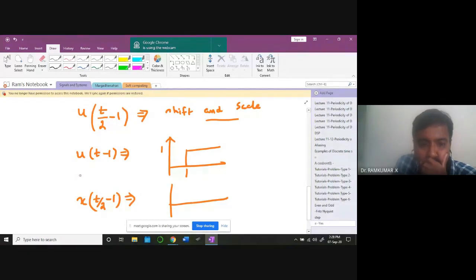This is your mu x. So x of t, x of t by 2. All the values will become the same value you will be getting now, because this signal is 1 by 2.